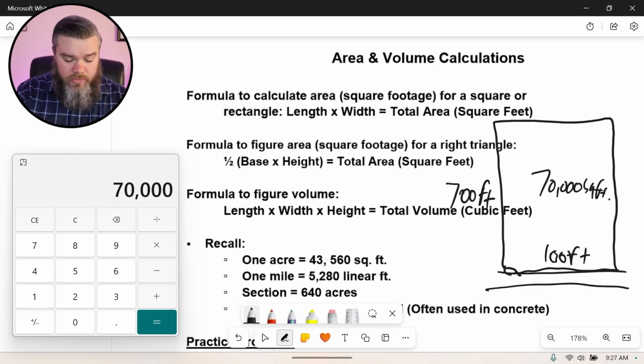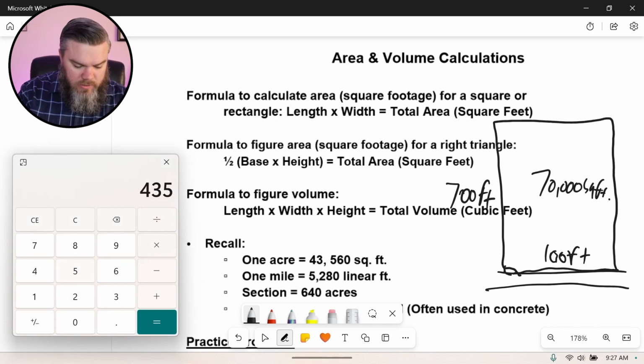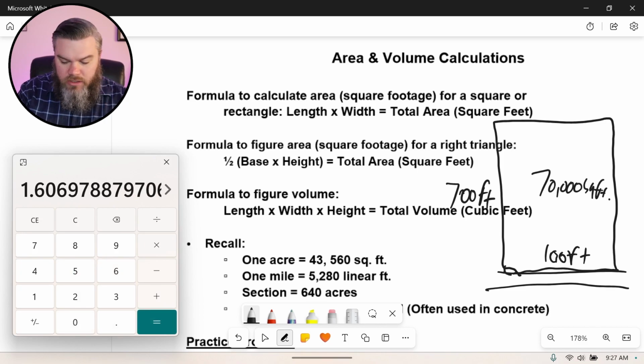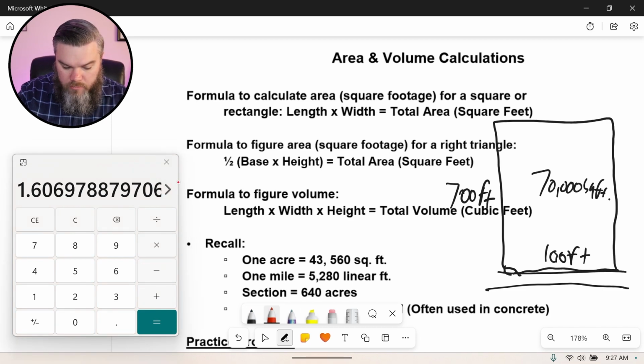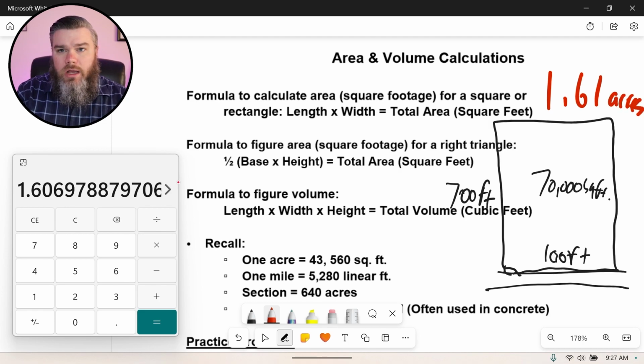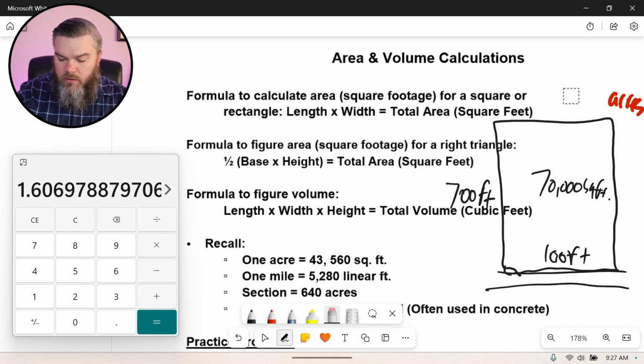So we take our 70,000 divided by 43,560. And so that tells us that this parcel of land is, get my red marker here, 1.61 acres if I'm rounding. And so that is how these area calculations work. Now, the other thing that may come into play in this section is, of course, triangles. So I want to show you triangles. A lot of people get really intimidated by it because it's not as straightforward as your rectangles or your squares.